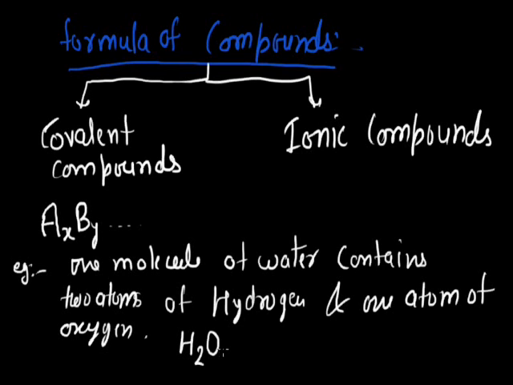Here the molecular formula of water is represented by H2O. Here H represents the element hydrogen and O represents the element oxygen. It means one molecule of water contains atoms of hydrogen and oxygen. Here 2 represents that one molecule of water contains two atoms of hydrogen, and here no subscript is present, so we can say that one atom of oxygen is present in one molecule of water.